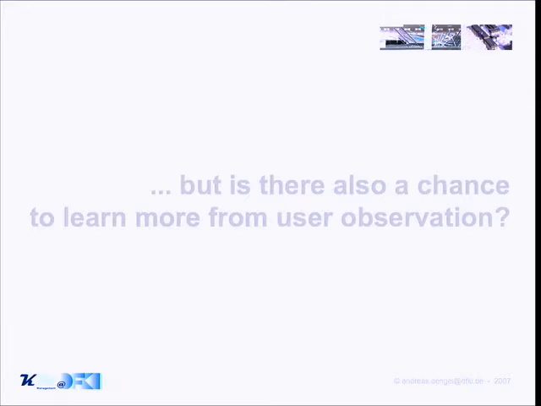Another very important topic is user observation. Up to now I showed you only the example of this browser where we have mouse position and cursor maybe to use as context information, but there is much more we can do.